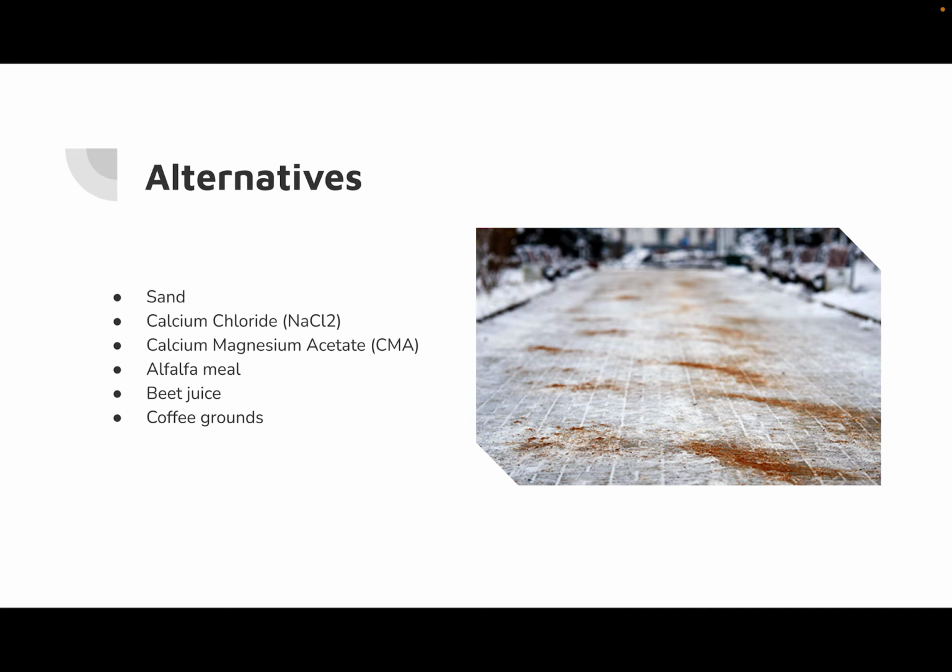Beet juice. Beet juice is one of the most environmentally friendly ways to melt the ice. It lowers the freezing point of ice, and it helps de-icers stick to the ground better. And lastly, coffee grounds. Coffee grounds contain nitrogen, which works to lower the melting point of ice, and the dark color absorbs the sunlight better than salt.